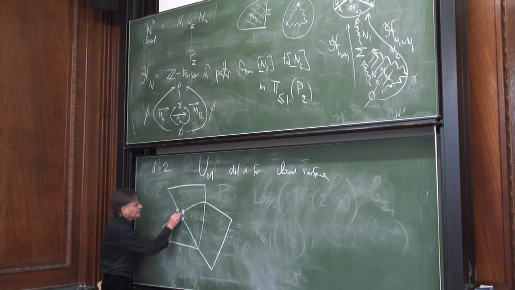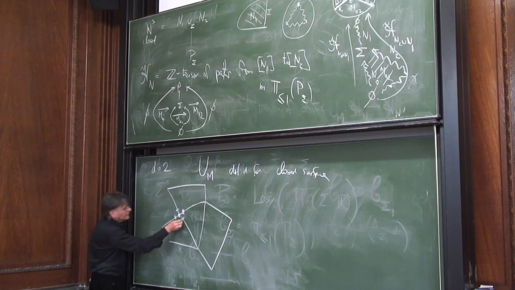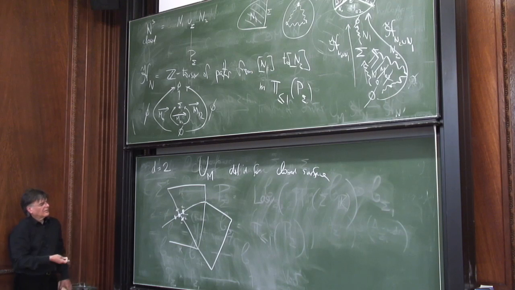The positive terminals are the ones where the flag is going anti-clockwise. So that's the positive one, that's the negative one, positive, negative. The negative ones are where the flag goes negatively in orientation.